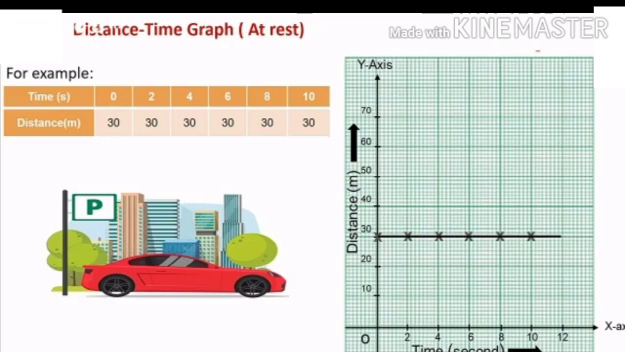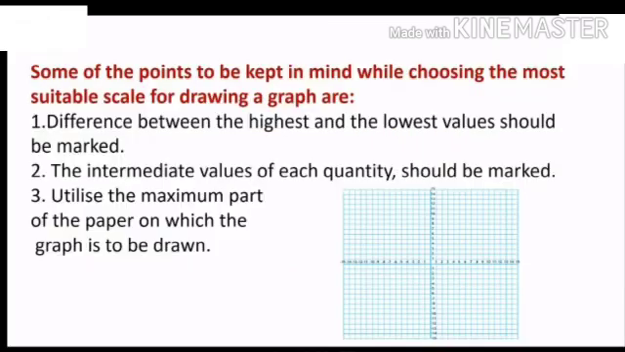Some of the points to be kept in mind while choosing the most suitable scale for drawing a graph are: first point, the difference between the highest and the lowest value should be marked on the graph paper. The second point is the intermediate values of each quantity should be marked. And the third is to utilize the maximum part of the paper on which the graph is to be drawn.